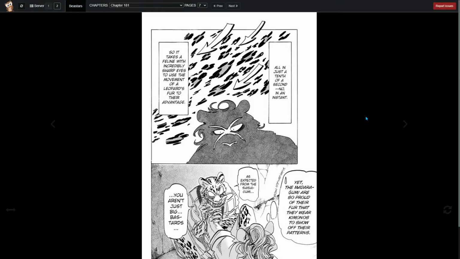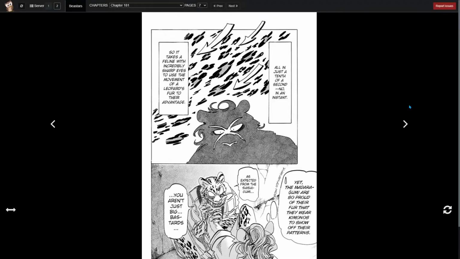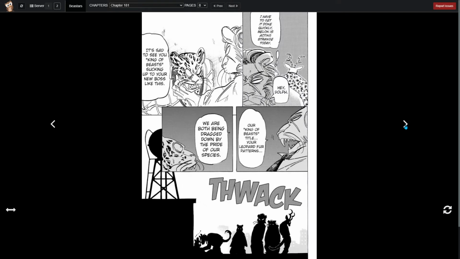All just in a tenth of a second, no, an instant. So it takes a feline with incredibly sharp eyes to use the movement of a leopard's fur to their advantage. Yet, the Madaragumi are so proud of their fur that they wear kimonos to show off their patterns. As expected from the Shishigumi, you aren't just big bastards. I have to get it done quickly. Melon is acting strange today.